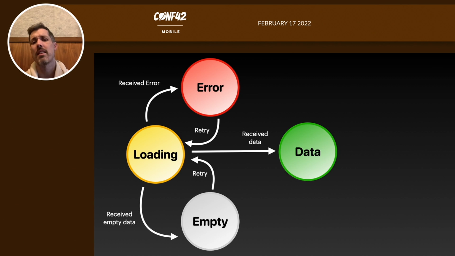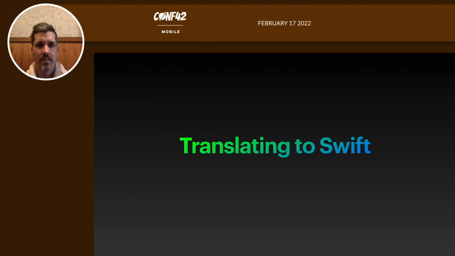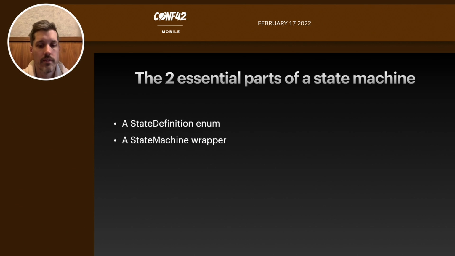Many of us have built something like this in one way or another in our apps, without putting much thought to it. But this is the perfect example of an implicit state machine. Now, how do we take the state diagram and translate it into Swift? In my experience, the most effective way to build a state machine is in two parts. The first part is to create a state definition enum. This will represent the state diagram we just made. It will hold the different states, the different transitions, and the rules that govern how your values change from one state to the next. The second part of the solution is to create a state machine wrapper class.